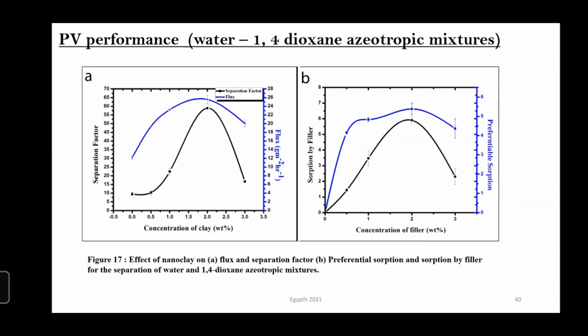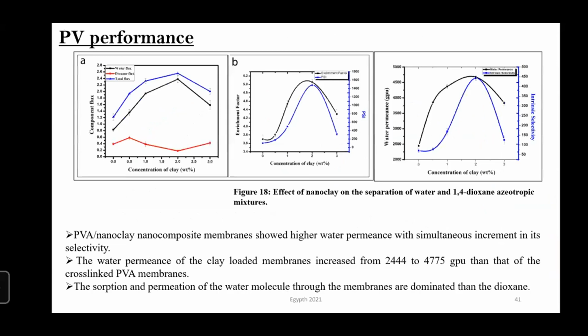Sorption by the filler increases. So the effect of the filler is somewhat significant in the cross-linked membrane. That's why the separation efficiency increases. And the PVA nanocomposite shows higher water permeance with a simultaneous increment in selectivity.